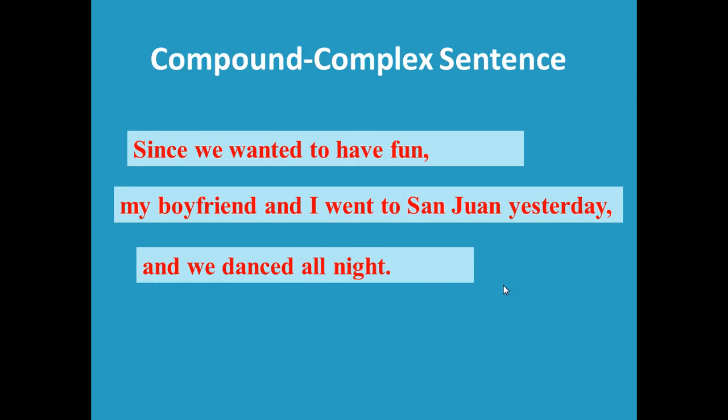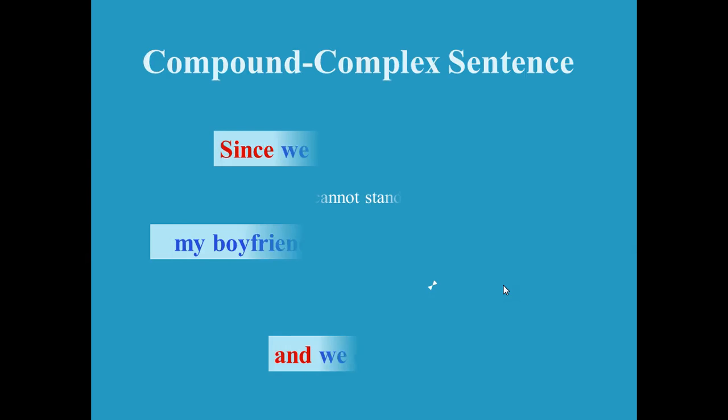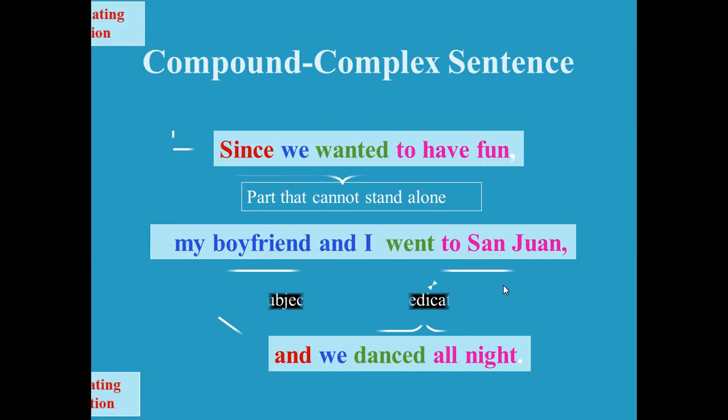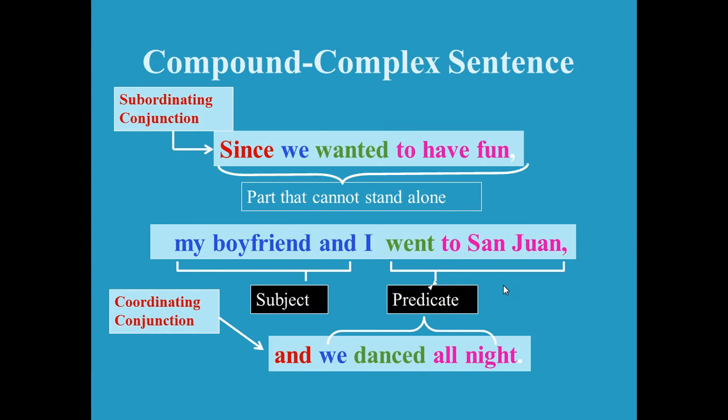Since we wanted to have fun, my boyfriend and I went to San Juan yesterday, and we danced all night. The part that cannot stand alone is "since we wanted to have fun." That part cannot stand alone. It's not a complete sentence. It's not even a simple sentence. It doesn't have a subject and predicate. And of course, you see your subordinating conjunction.